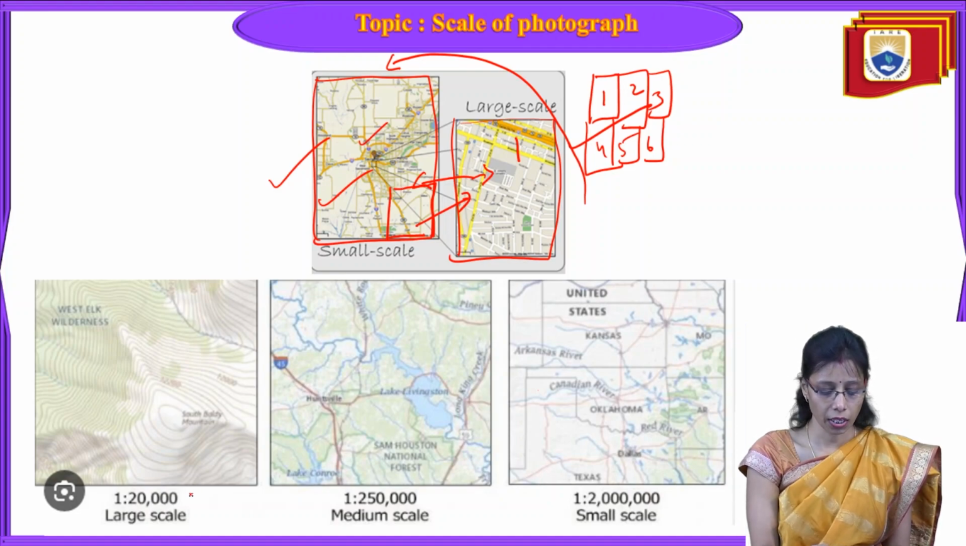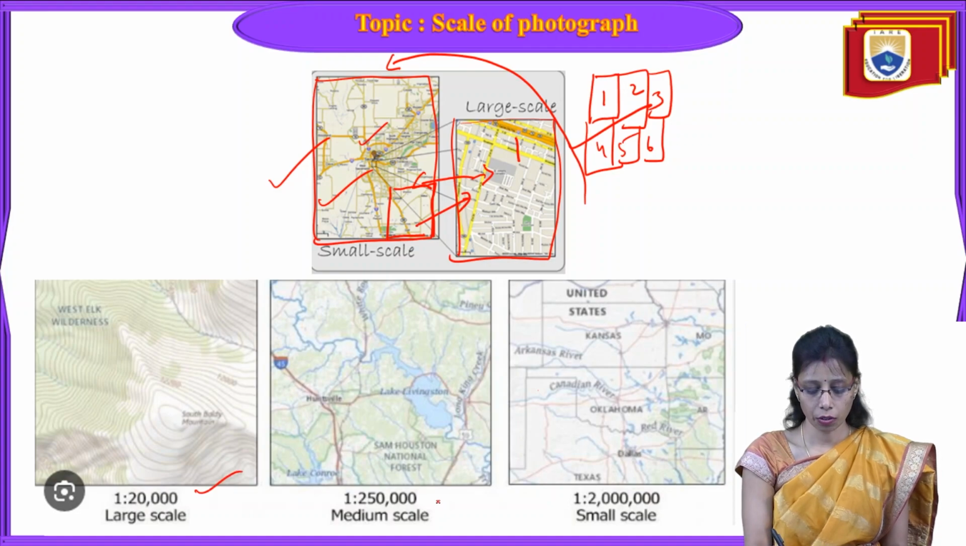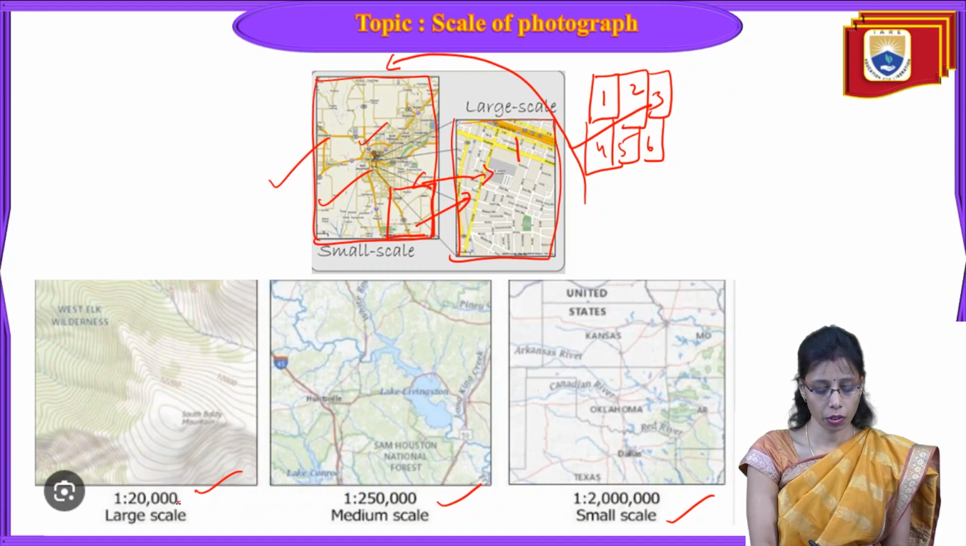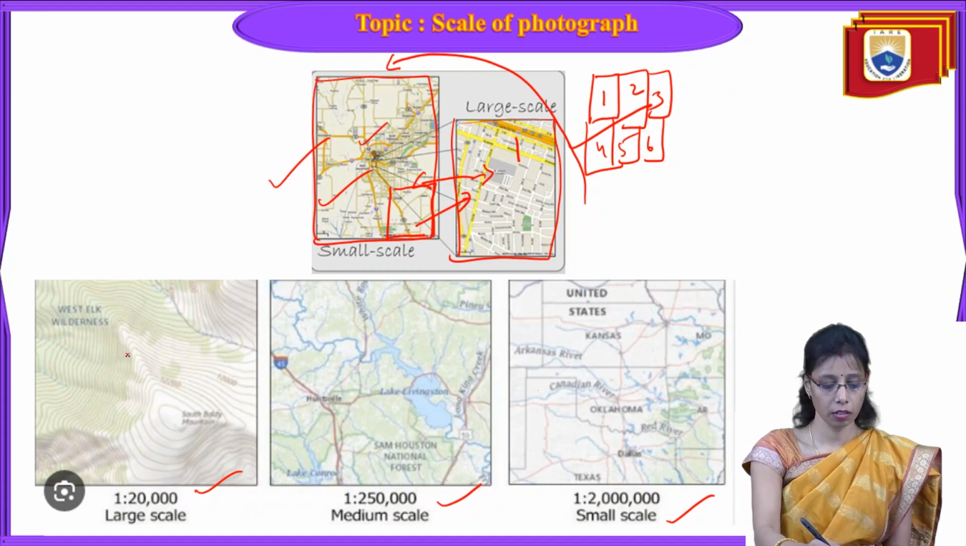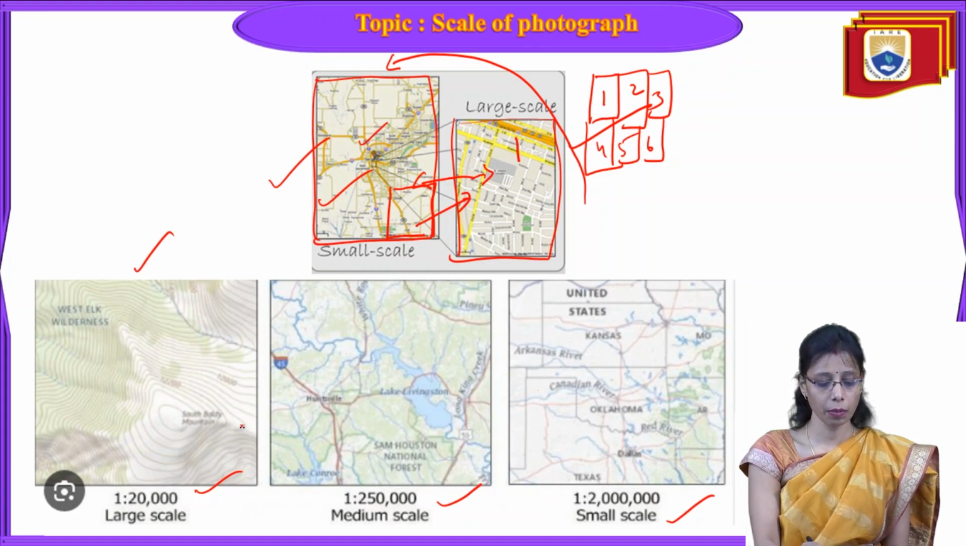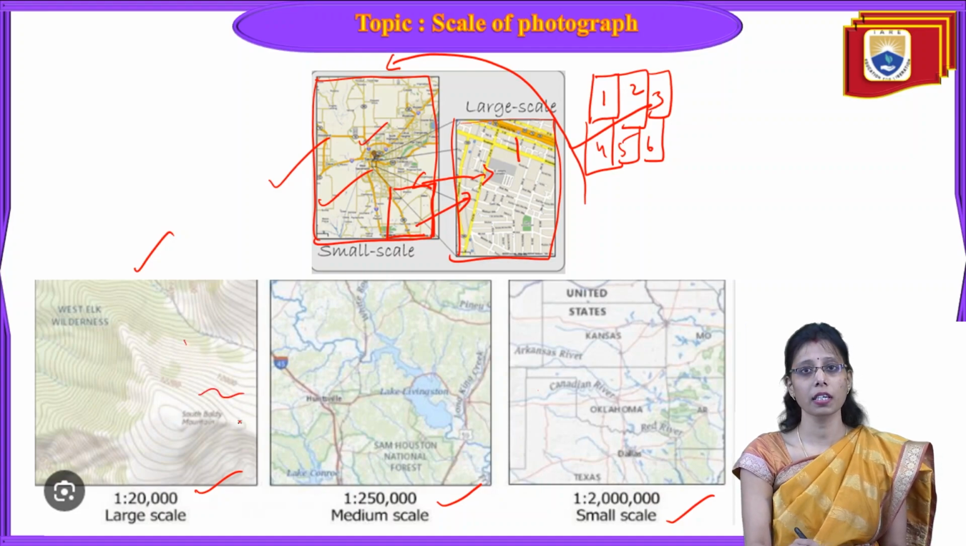Now here you see 1:20,000 is a large scale, 1:2,50,000 is a medium scale, and the last one is a smaller scale, right? So here 1:20,000, in this map you have a very large scale map. What details can you see in the large scale map? You can see the contours here. Okay, you can see the contours.